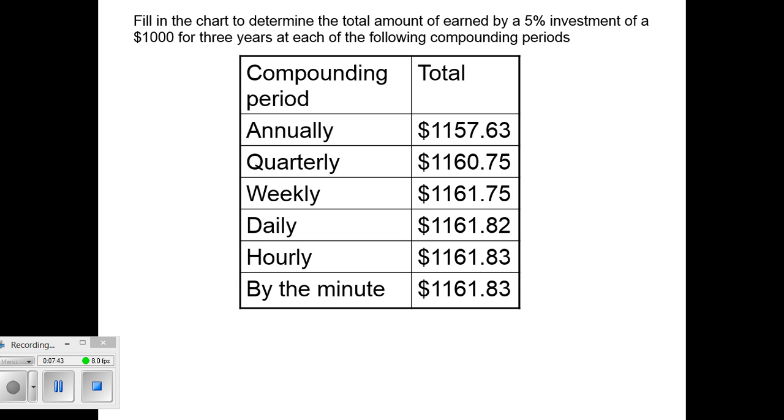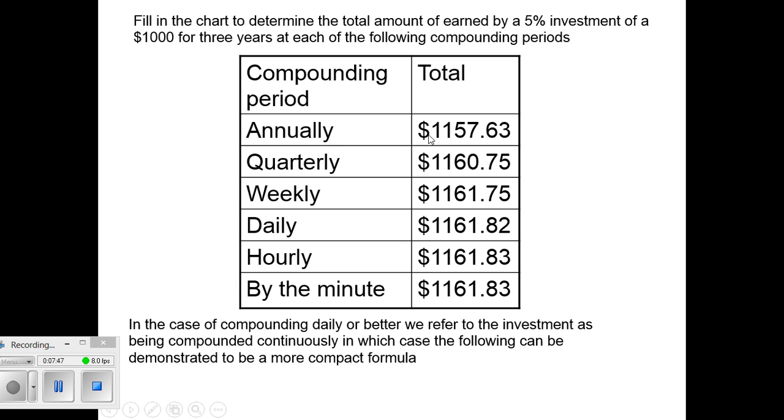So here's what we get. We figured these out. The annually that we figured out in the first slide was 1157. Quarterly, we figured 1160. Weekly, that n is 52, of course. We step it up a little bit. Daily, where n is 365, well, if you want to be technical, 365.25, counting a leap year, I guess, is 1161.82, a little bit better, 7 cents better.